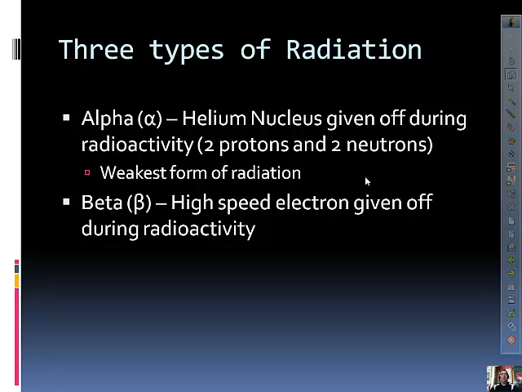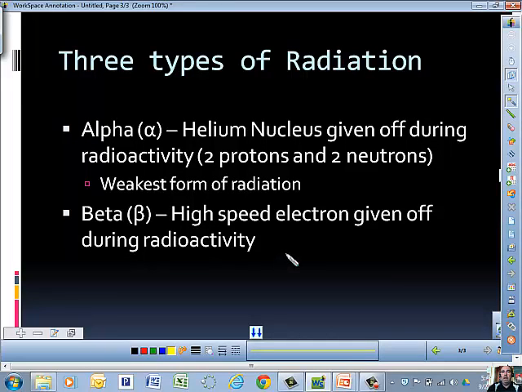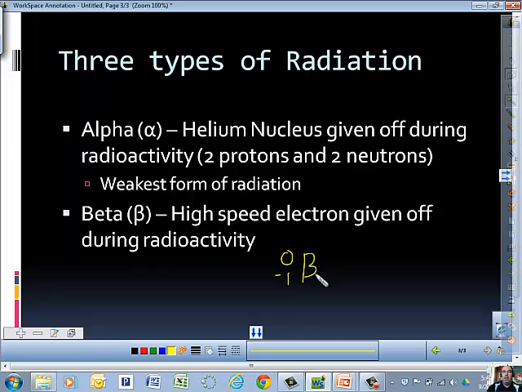The thing about alpha is it's basically stopped by the skin. That's how weak it is. Beta can penetrate through the skin, but basically is going to be stopped by the bone. If we look at beta in isotopic notation, it's just going to be a 0, -1, and then B. Again, remember, there is no mass number associated with an electron, and the atomic number down here on the bottom for this type of radiation is just going to be a -1.